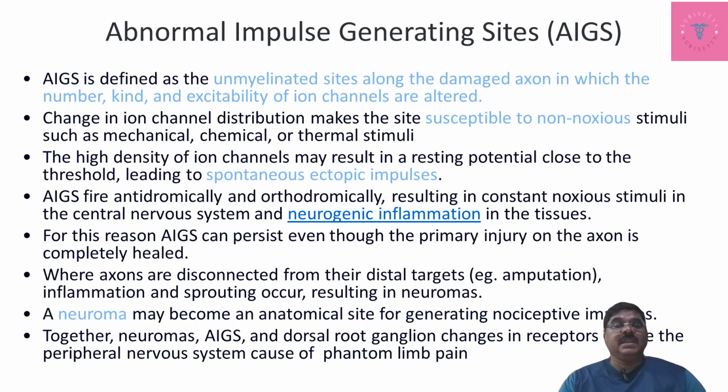For this reason, the AIGS can persist even though the primary injury on the axon is completely healed. Where axons are disconnected from the distant targets, sprouting occurs and causes neuromas. What is a neuroma? A neuroma may become an anatomical site for generating nociceptive impulses. Together, the neuromas, AIGS and ganglion changes in the receptor level will cause phantom limb pain, a very painful condition after amputation.